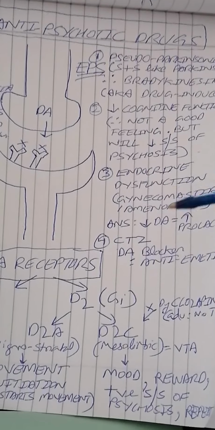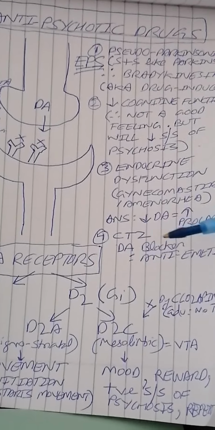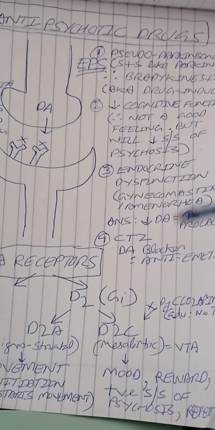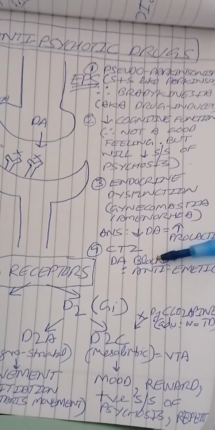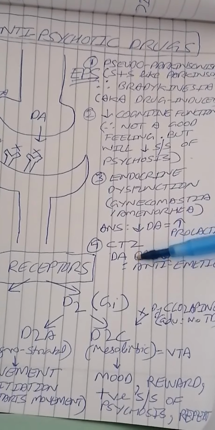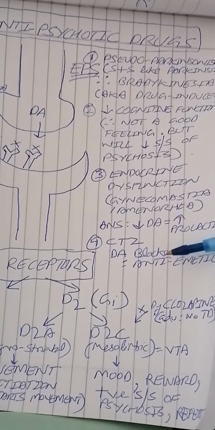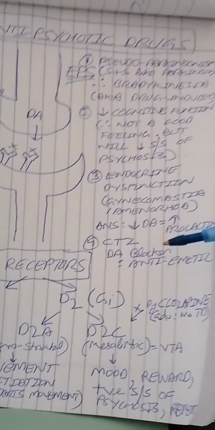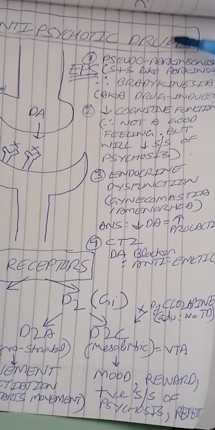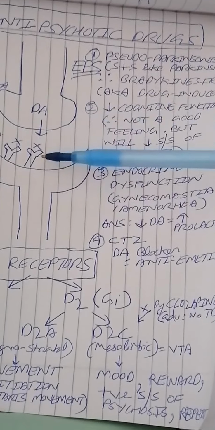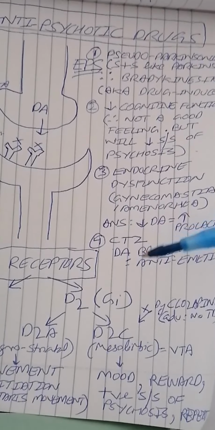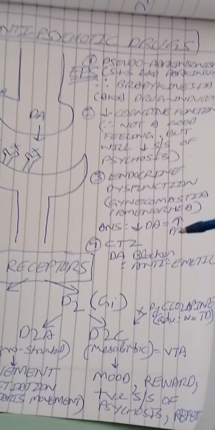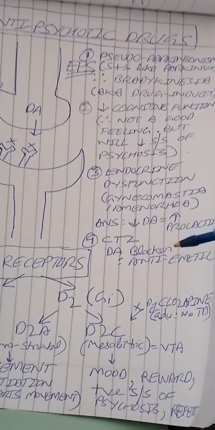Then in your chemoreceptor trigger zone, which is in your brain stem, we know dopamine plays a role in your emesis. It makes you vomit. So if you give antipsychotic drugs, which I already mentioned block your dopamine receptors, that means you won't vomit. So it has a role as an antiemetic.